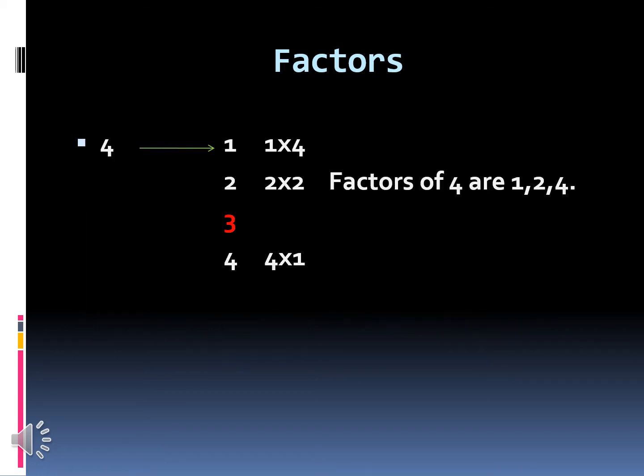Let's see which all numbers exactly divides 4. 1 4s are 4. So 1 exactly divides 4. 2 2s are 4. So 2 exactly divides 4. 3 does not divide 4. 4 1s are 4. So 4 exactly divides itself. So factors of 4 are 1, 2 and 4.